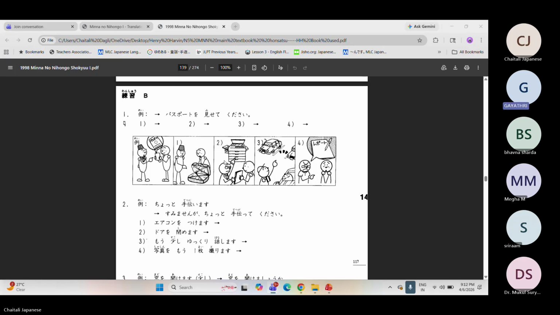Totte kudasai. Sorry, which one? Totte kudasai. Stop the car there. Kuruma o totte kudasai. Yes. Totte kudasai. Yes. Fourth.